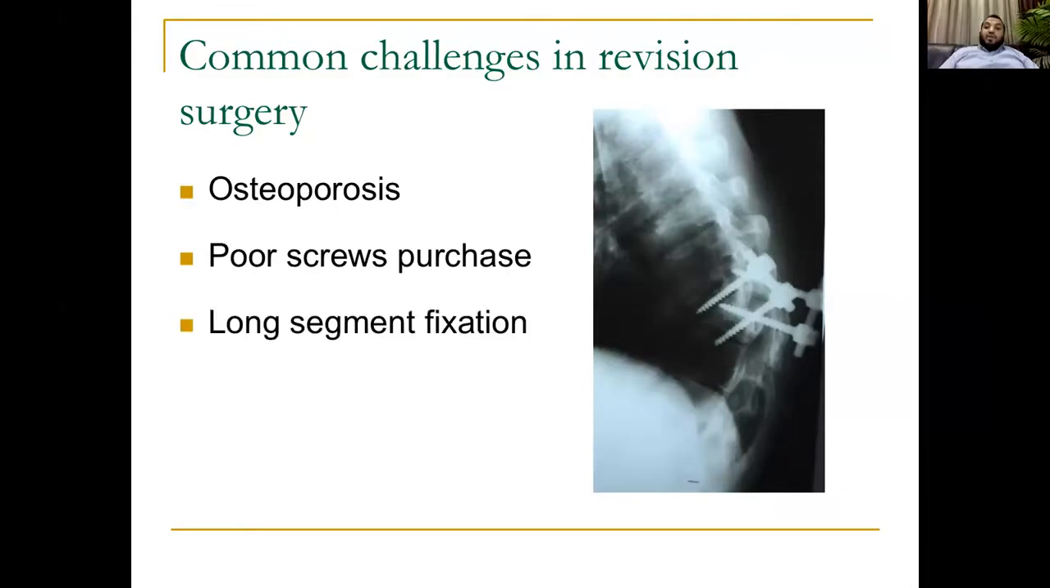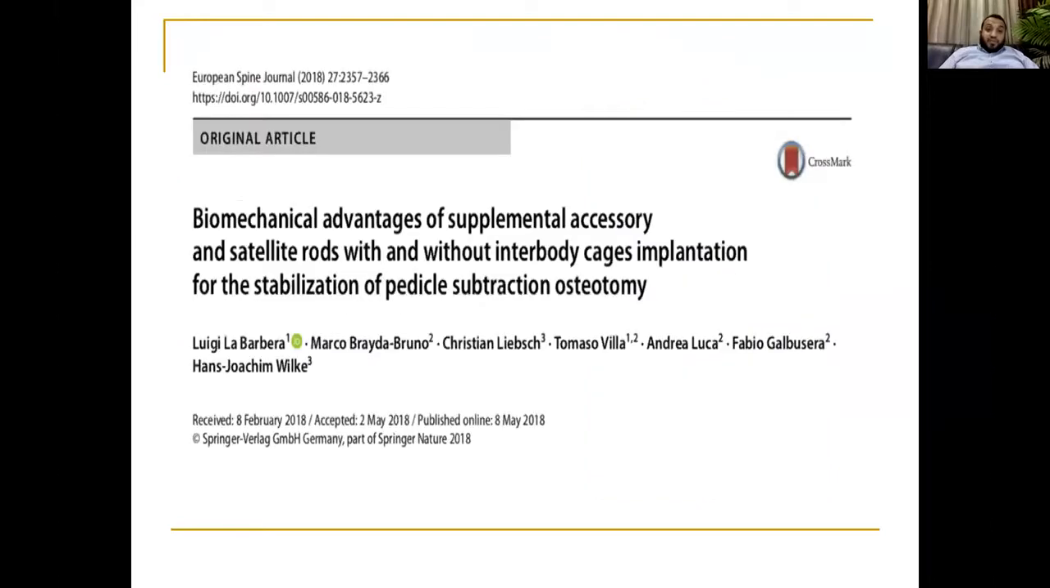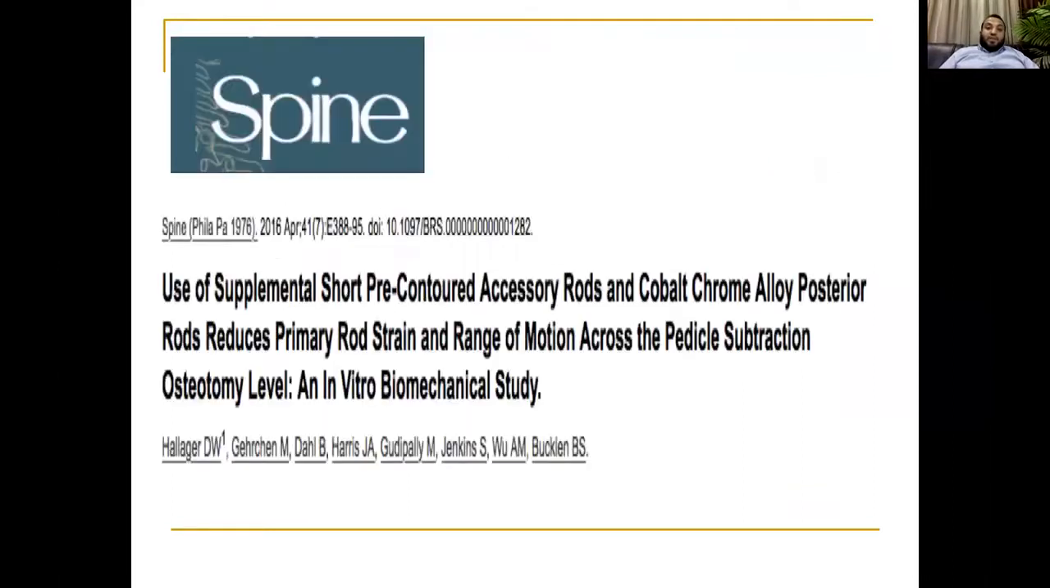And usually you need to use more healthy vertebra to add anchor points to protect your revision. And actually, recently, there are multiple publications about the use of supplemental and accessory rods with different techniques, either 3-rod or 4-rod techniques. And the recent literature is full of data about these accessory rods.